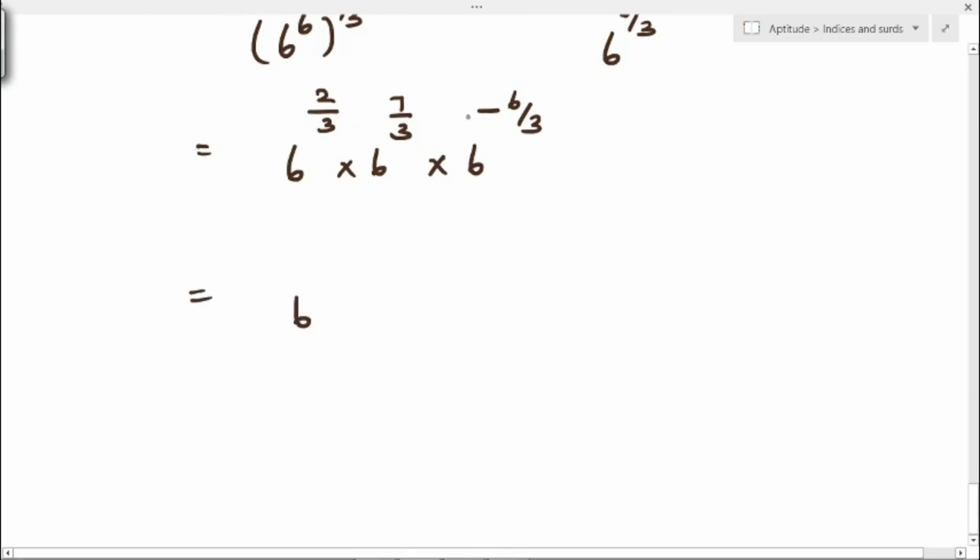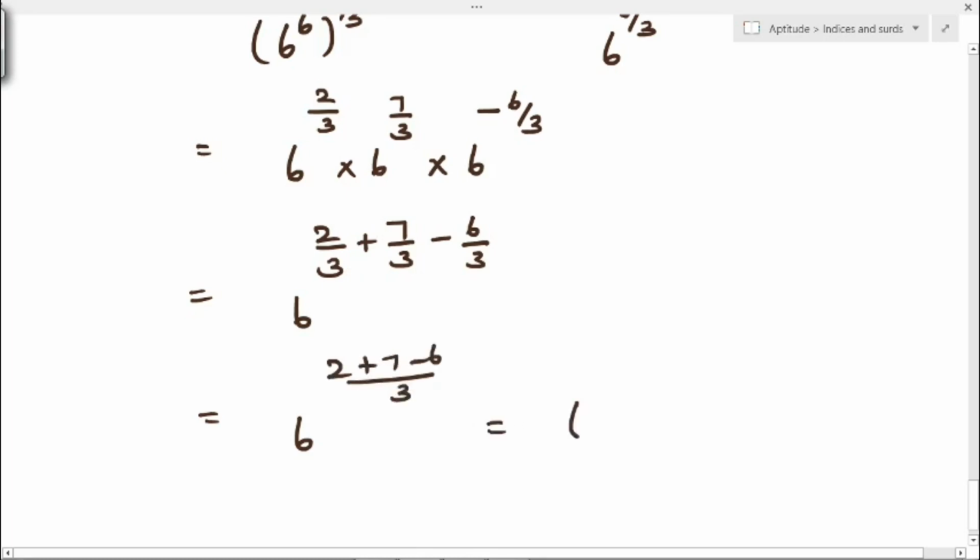We have to add the power values, that is 2 by 3 plus 7 by 3, and here we have minus, so minus 6 by 3. So that is nothing but 6 to the power, and here also we have the common denominator, that is 3. So if we add all the terms, 2 plus 7 minus 6 by 3. So that is nothing but 6 to the power 9 minus 6, that is 3 by 3. So that will get cancelled. So we will get 6 to the power 1. So that is nothing but 6. So the value is 6.